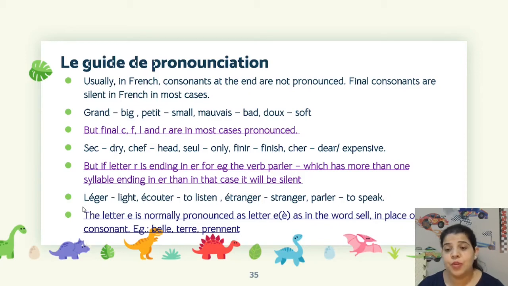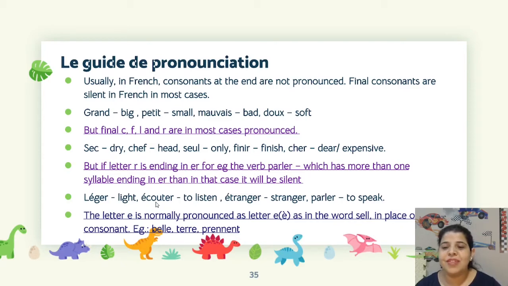Now how do we know how many syllables each word has? Whenever a word is pronounced in parts, that means it has more than one syllable. For example, apple. That means it has two syllables. And sec, on the other hand, has only one syllable. This word here, sec, is pronounced in just one go. Same like this here, second verb, écoutez.